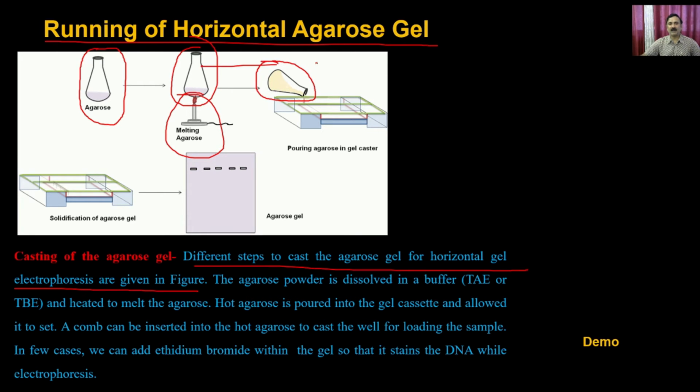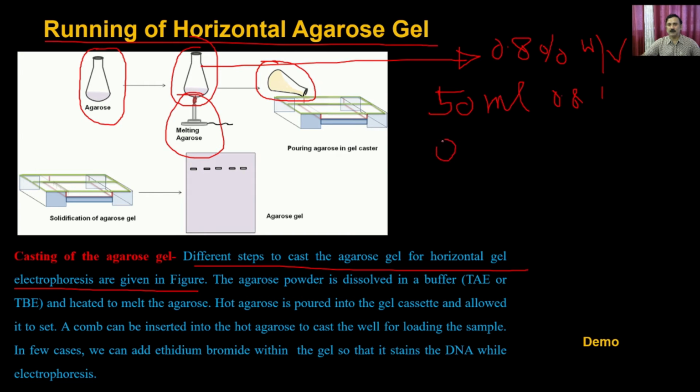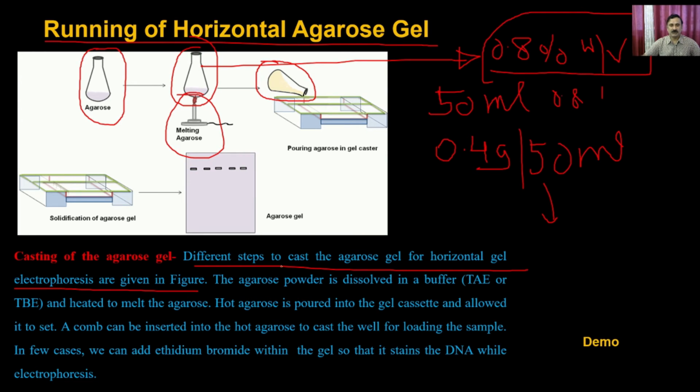Under normal circumstances, we use 0.8% agarose. So this is weight by volume. If I have to prepare 50 ml of 0.8% agarose, what I'll do is use 0.4 grams of agarose and dissolve it into 50 ml of water, and then you have to boil, and that is going to give me the 0.8% agarose solution. The agarose powder is dissolved in a buffer, which is a TAE buffer, and heated to melt the agarose.